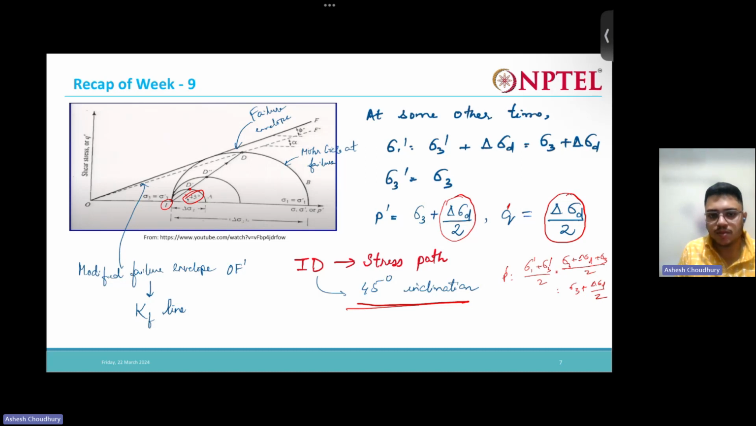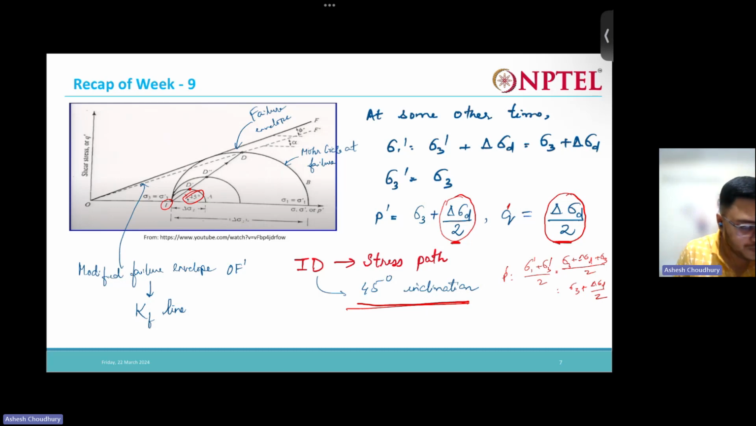Okay, because with some increment of p in the horizontal direction, there is an equal increment of q in the vertical direction. Hence we are going to have a line that is inclined at 45 degrees to the horizontal.